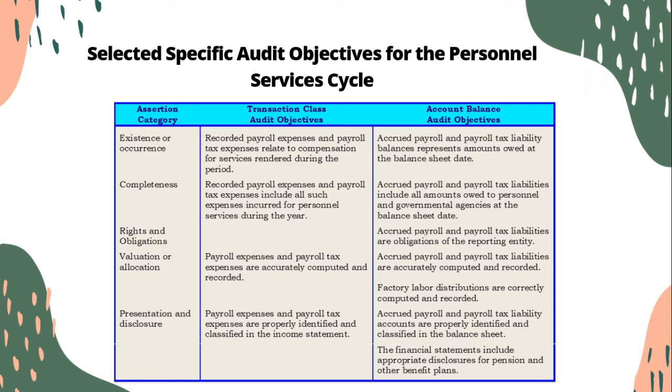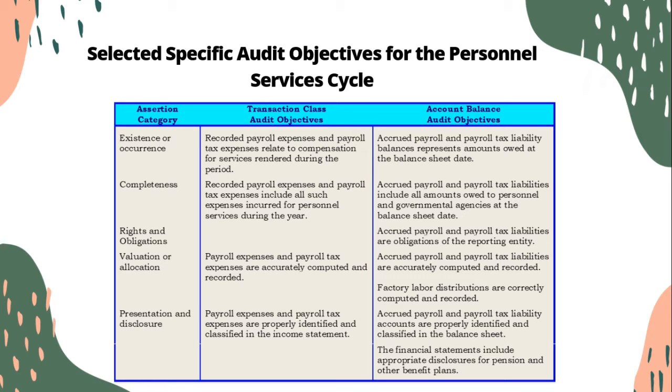The completeness category. Transaction class: recorded payroll expense and payroll tax expense include all such expenses incurred for personnel service during the year. Account balance: accrued payroll and payroll tax liabilities include all amounts owed to personnel and governmental agencies at the balance sheet date.